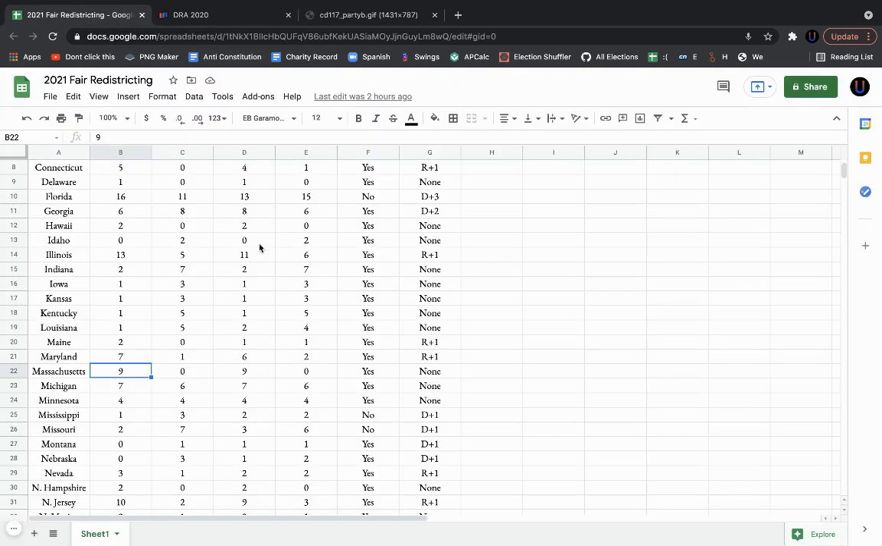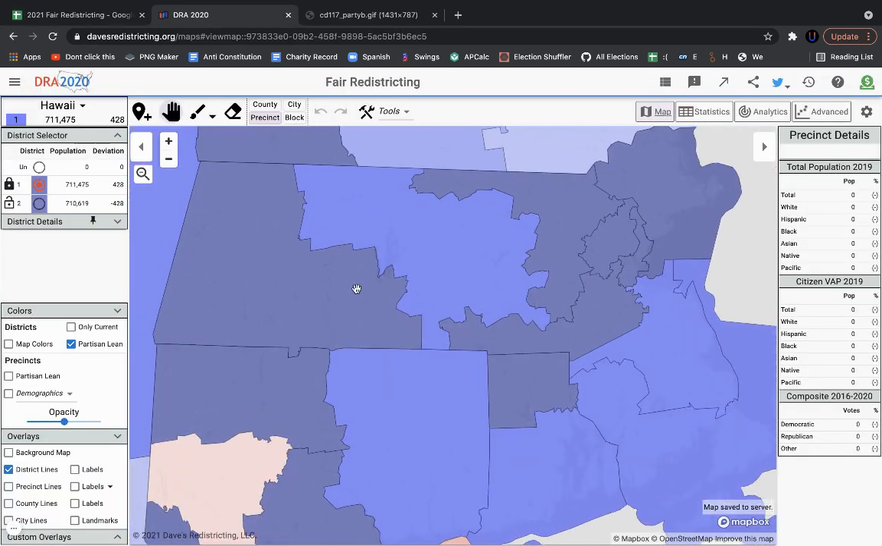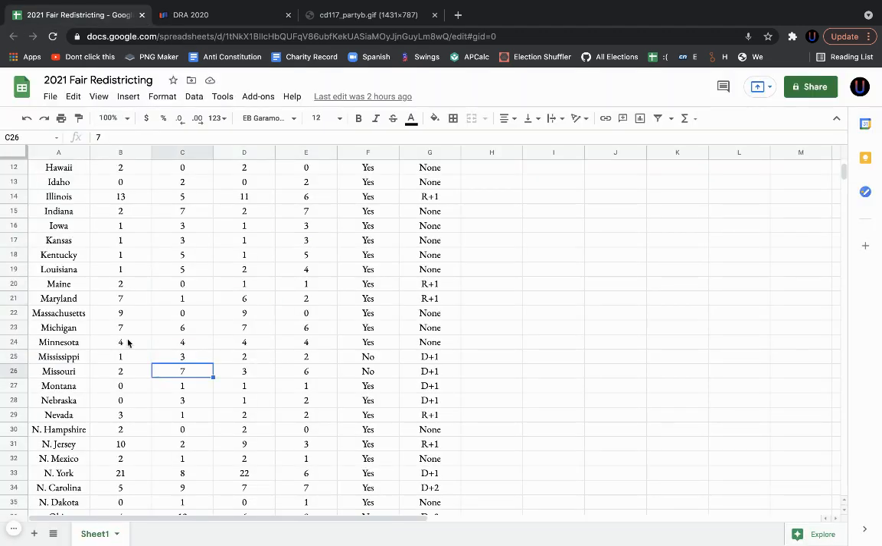Going over to Massachusetts, you cannot draw a Republican district in Massachusetts without it looking really bad. So I just kept my redistricting prediction there to save time and because it looked good.